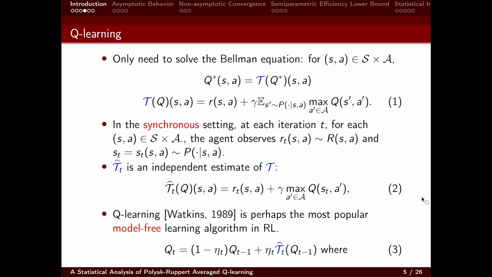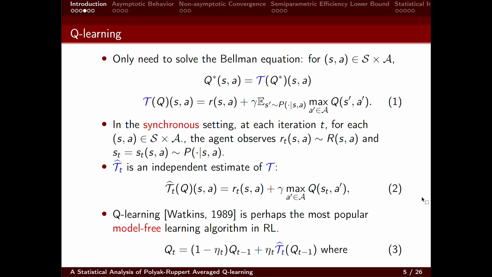A classical result shows that the optimal Q value function is the fixed point of the Bellman operator. The Bellman operator is given in equation 1. There are two sources of randomness in evaluating the operator tau. The first is the random reward that is involved in the expected reward r. The second concerns the transition that is revealed in the second term in equation 1. However, in practice, we do not have direct access to these quantities. As a result, we only have data that is generated from the corresponding distributions.